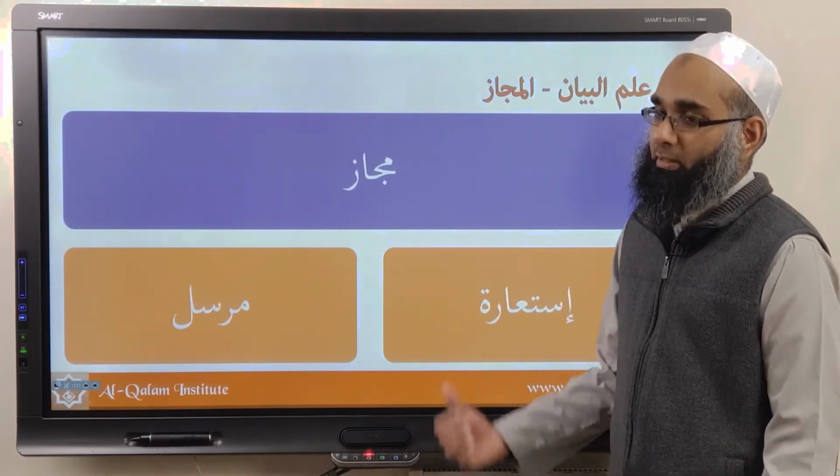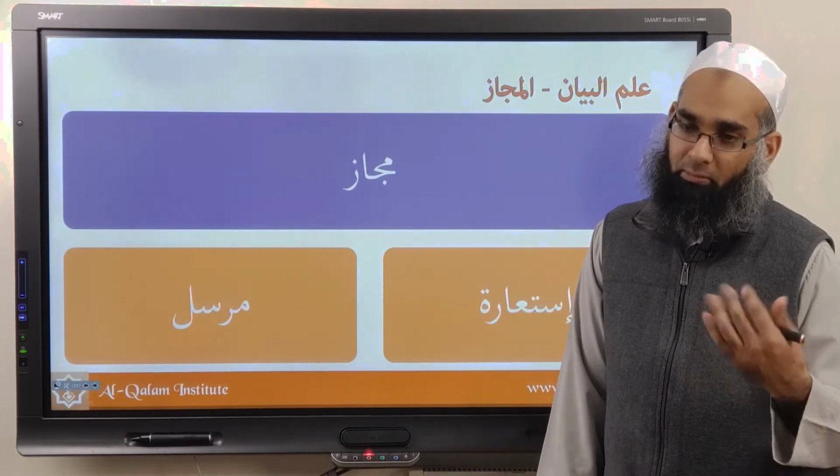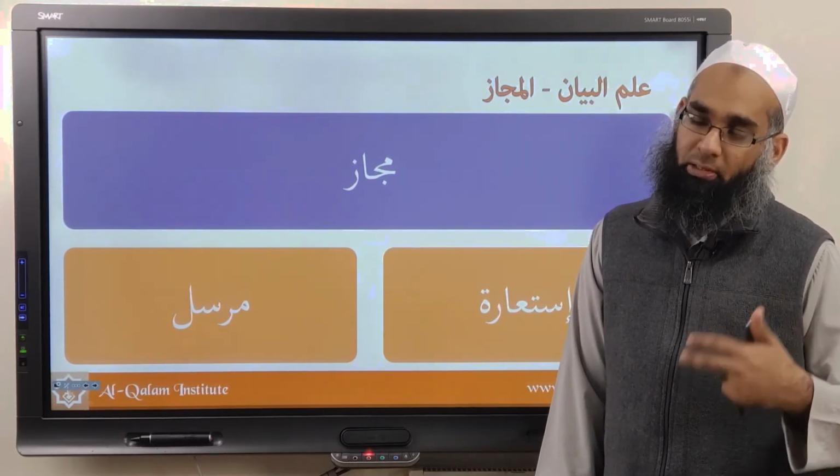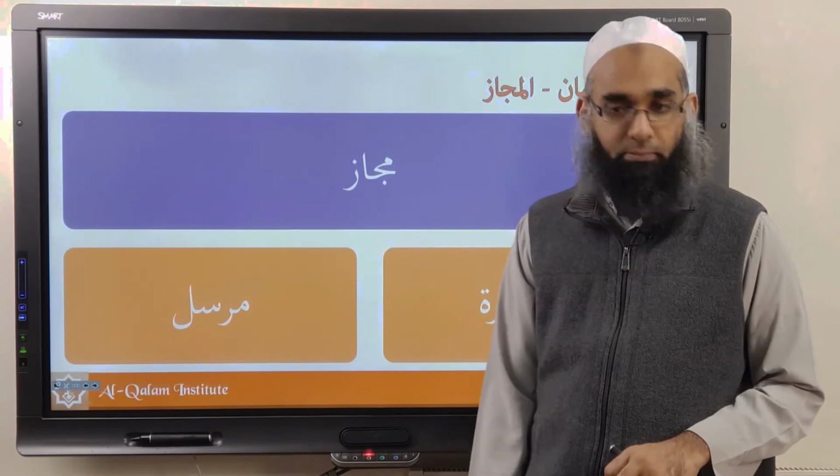And then what about isti'ara? They have different types as well. Musarraha, makniya, murashaha, mujarrada, mutlaqa. I get it. You understand?